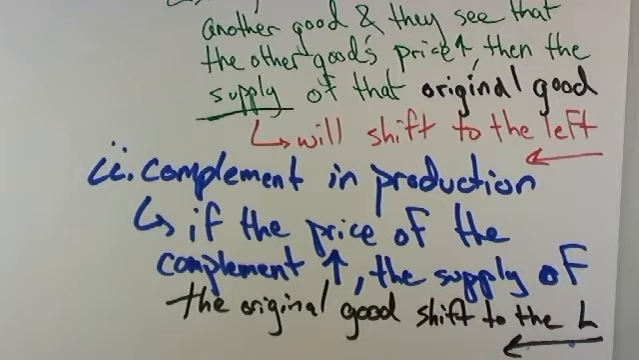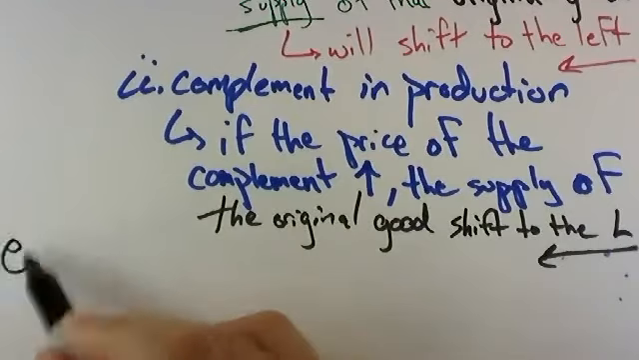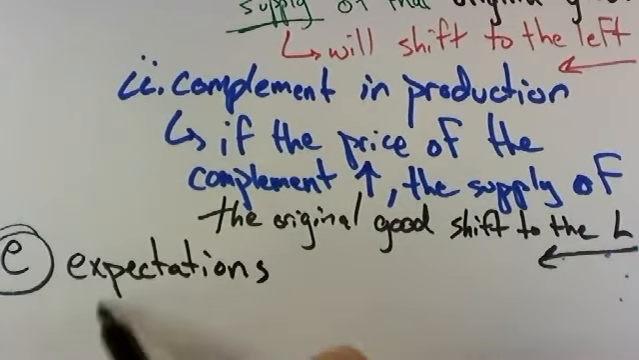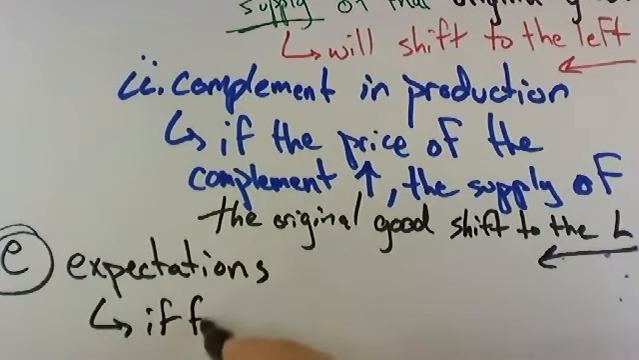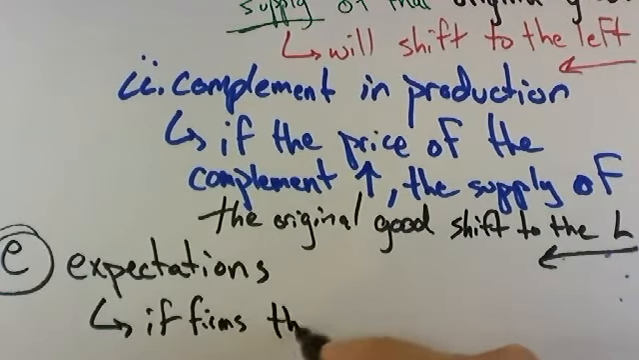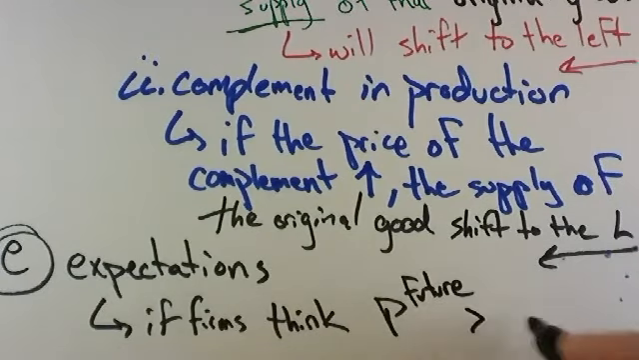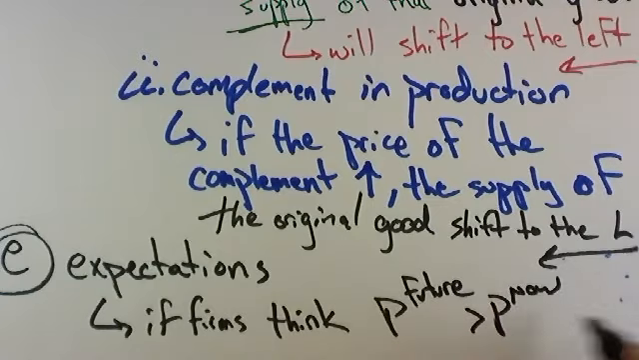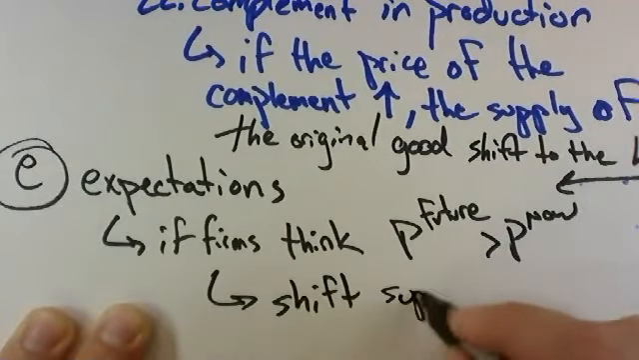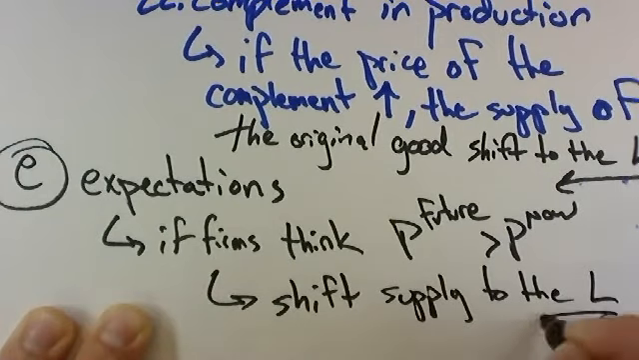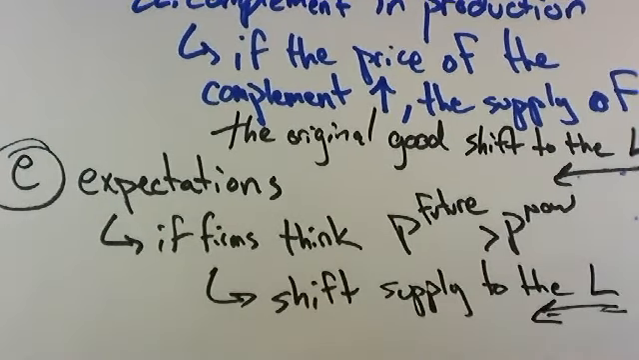So just like with demand, we've got expectations, right? If the firms think that the price in the future (P future) is greater than P now, then what are they going to do? They're going to shift the supply to the left. They're going to hoard that stuff.